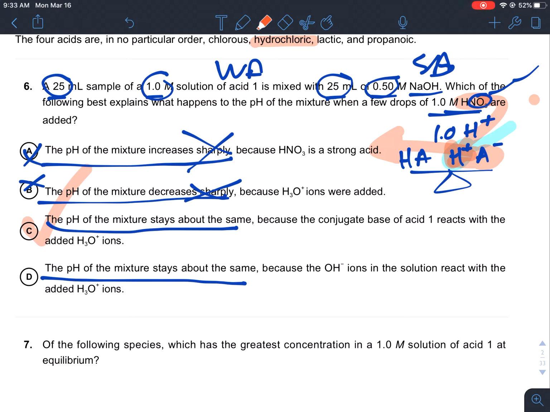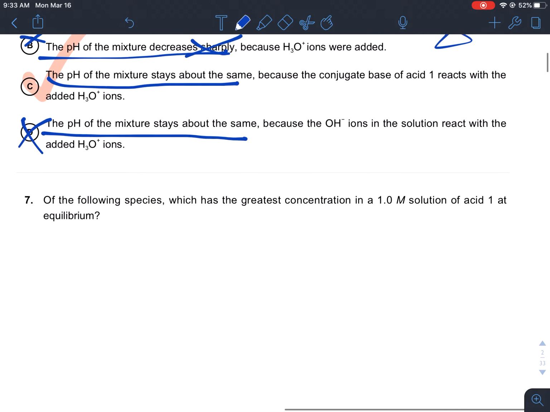Now, I also want to show you D, okay? The pH of the mixture stays about the same. That's true because the OH minus ions in the solution react with the H3O plus ions. What OH minus? The OH minus, we're consuming H plus, it's becoming water. So we're still before the equivalence point, so there's no OH minuses left for us to use that way. So, all right, let's go to number 7.